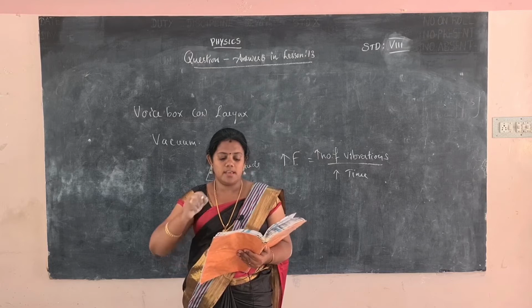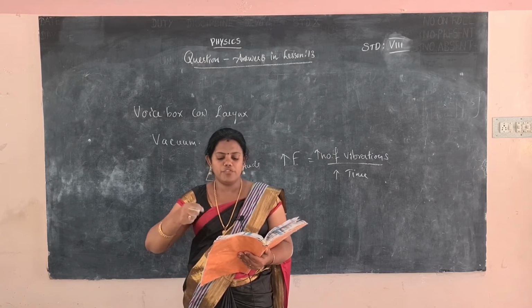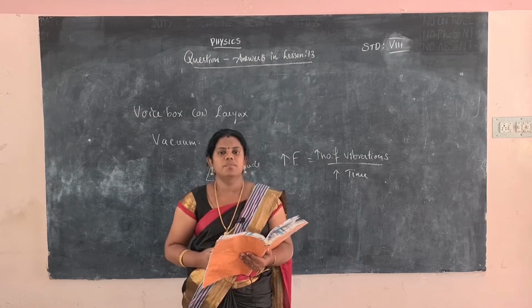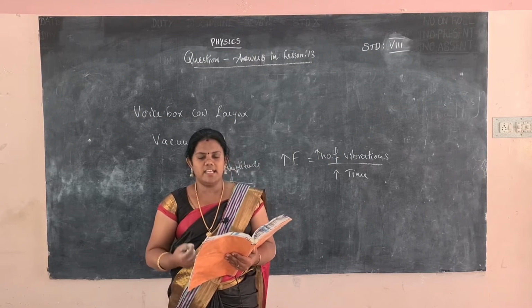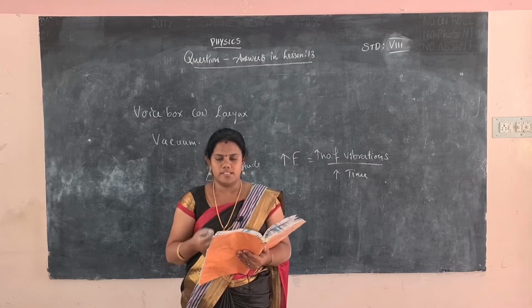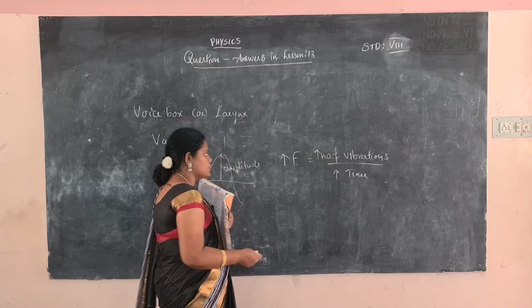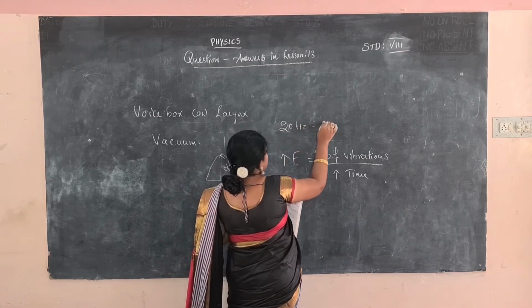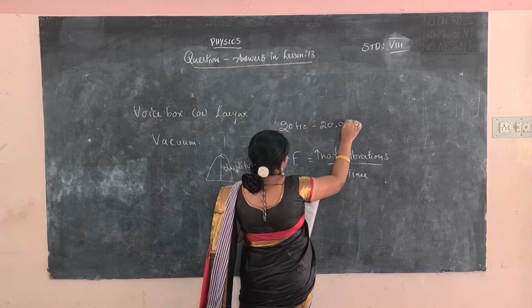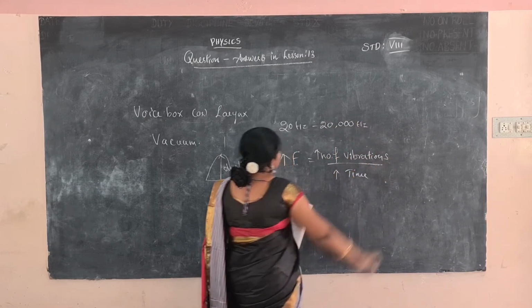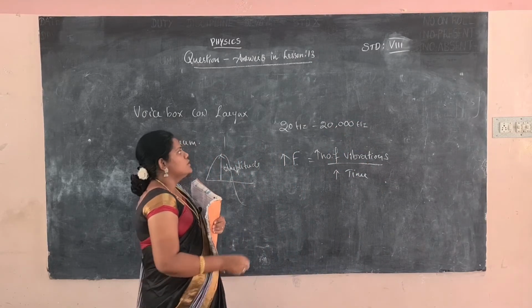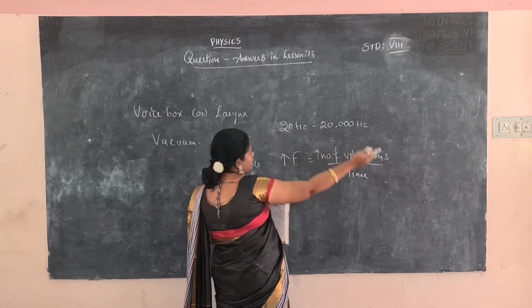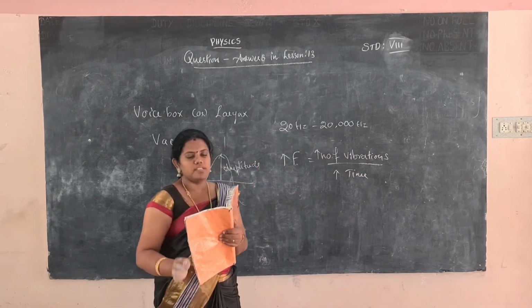Human beings cannot hear sounds with frequency less than 20 hertz. Is it true? Yes, it's true. Human beings only hear sound in the range of 20 hertz to 20,000 hertz. So this is the normal human audible frequency. Below this range or above this range, human beings cannot hear.